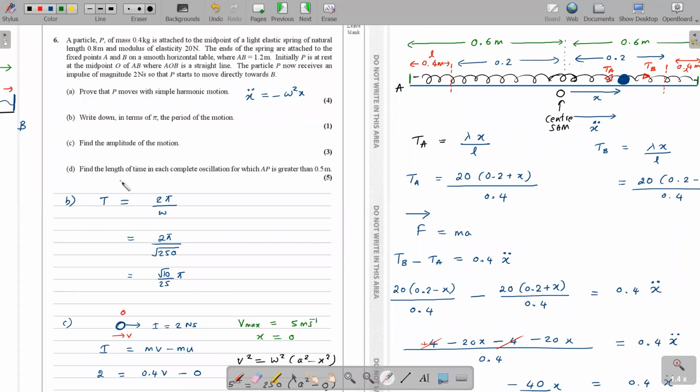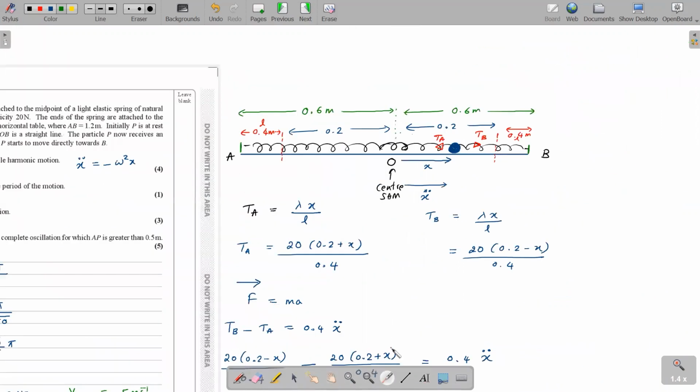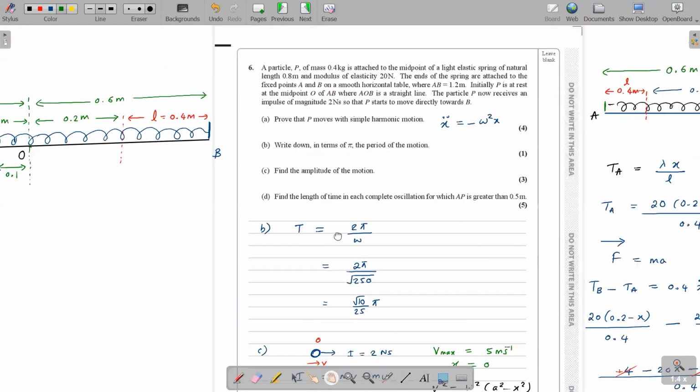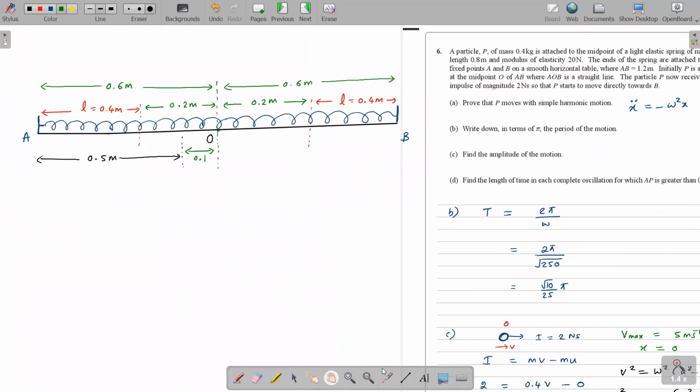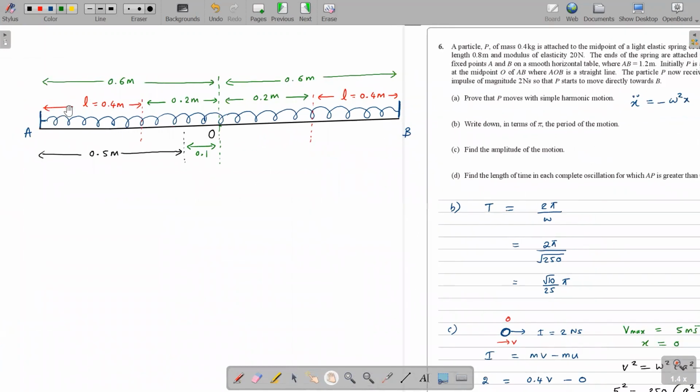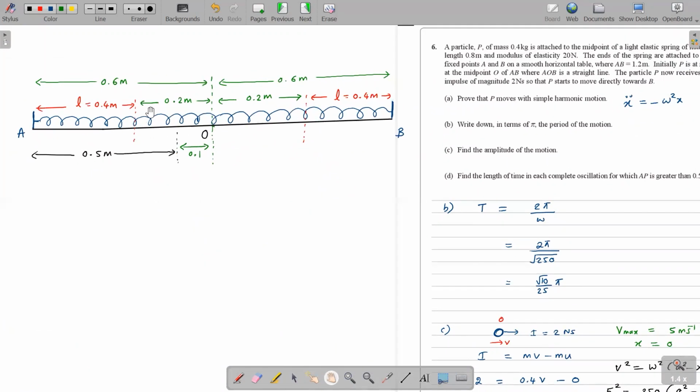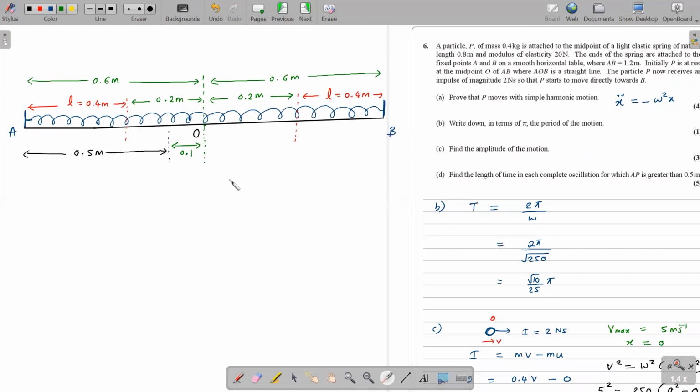Okay, so moving on to part B, I'll read it again. Find the length of time in each complete oscillation for which AP is greater than 0.5. I redrew the diagram again because I see that my natural length is slightly off with the extension 0.2 here. That is perfectly fine, okay? So the natural length is 0.4, the extension to the center is 0.2. Can you see? Now they tell you to find the length of time in each complete oscillation where AP should be more than 0.5 meters.